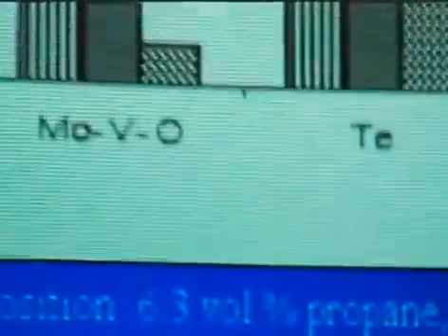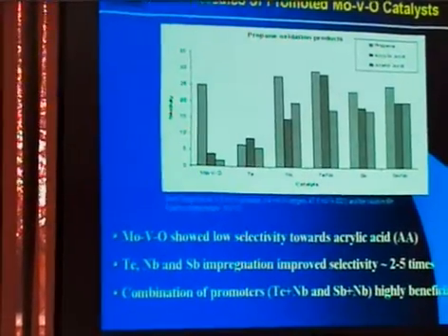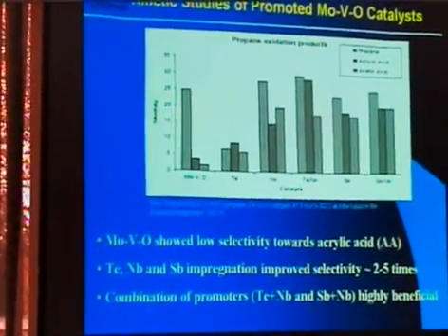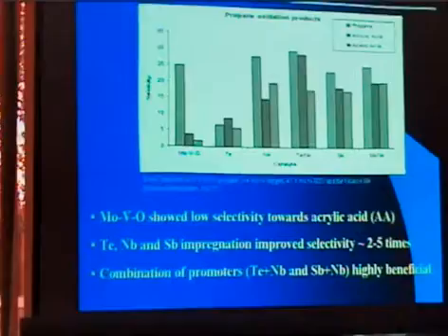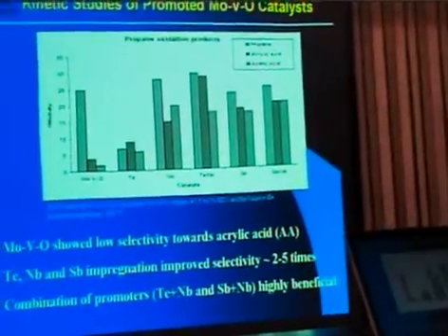These data were obtained at differential conversion, very low conversion levels, typically under 10%. What you see is that this catalyst shows about 25% selectivity to propene, but selectivities to acrylic acid and acetic acid are quite low, just a few percent.